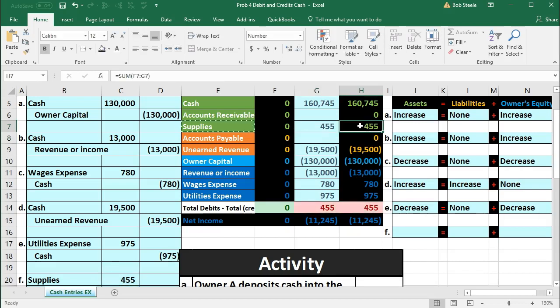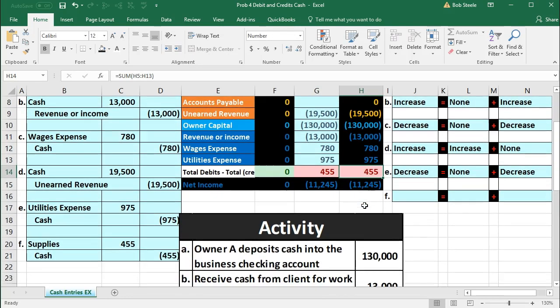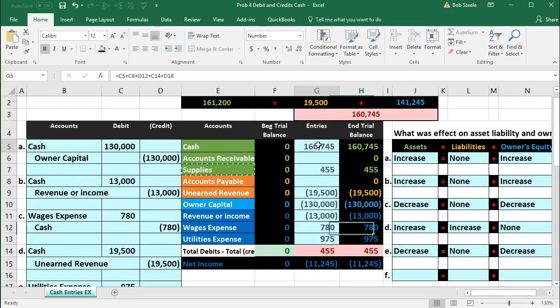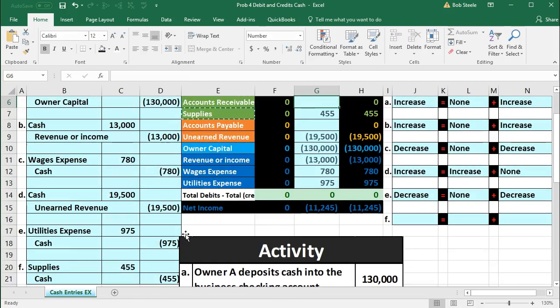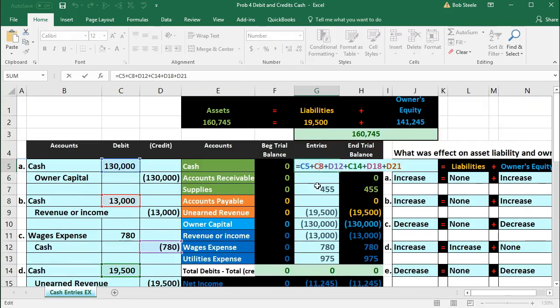increases 455, puts us out of balance by 455. Cash then goes down by 455, so I'm going to scroll back up. Here's cash, something's in it, so I'm going to double click on it, go all the way to the end, and say plus, then scroll back down and go to this 455 and enter. So the cash account, this is everything that's in the cash account, equals C5 plus C8 plus D12 plus C14 plus D18 plus D21.